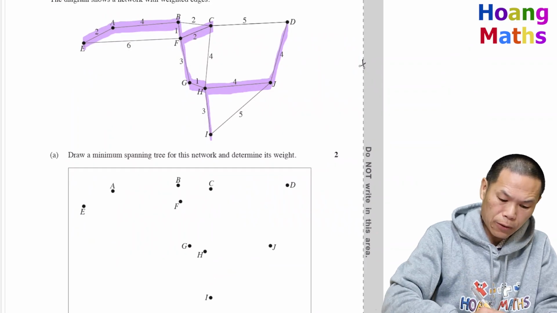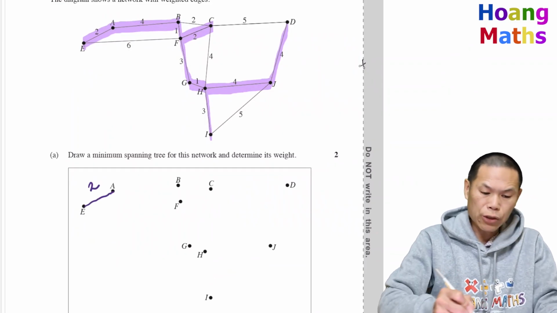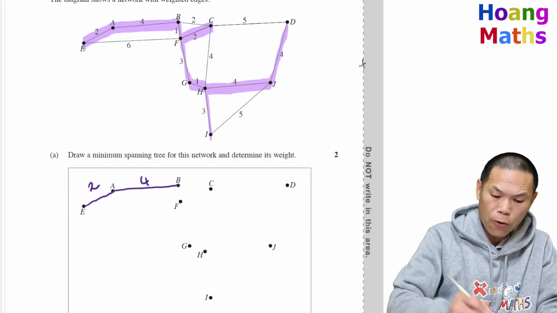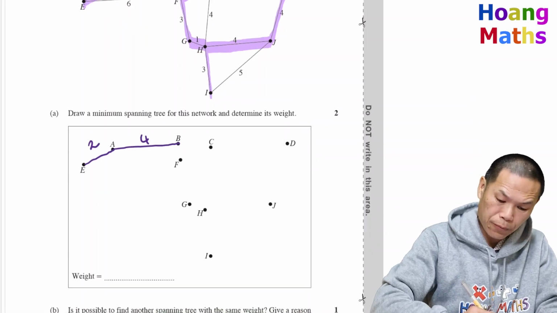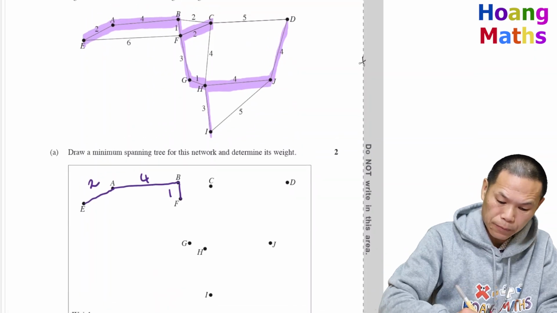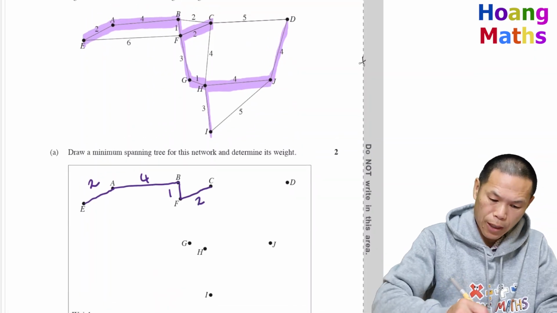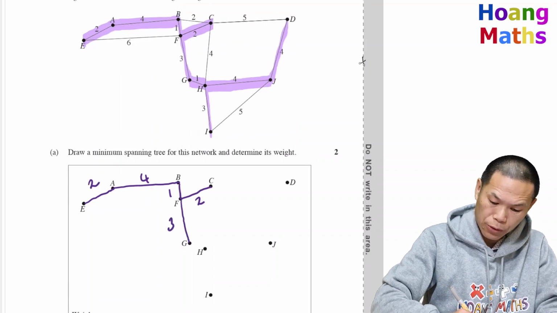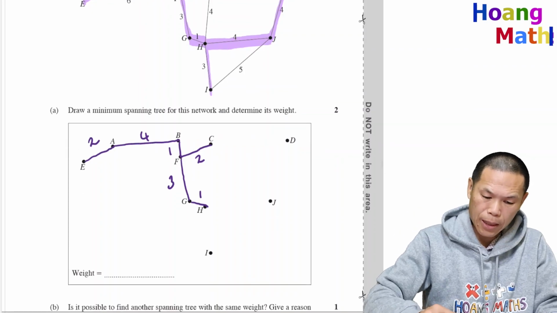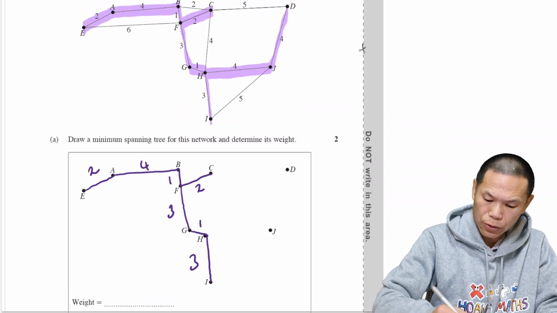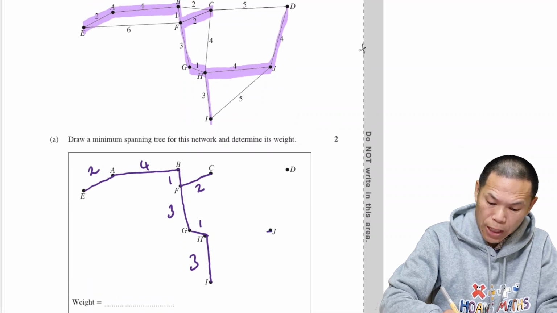So that is E to A. Let me write the unit down. And from A to B, that is 4. And from B to F, which is 1. And then from F to C, which is 2. And F to G, which is 3. And then from G to H, which is 1. And then from H to I, that is 3. And then to J. So from H to J, that is 4.